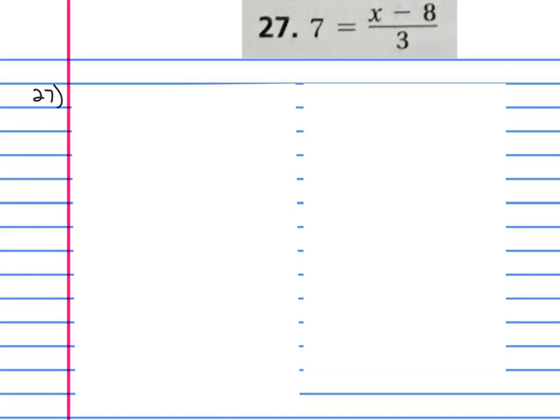All right, so number 27. What we're looking at here is 7 equals (x minus 8) over 3. And remember, I'm going to write up on the top first before I show you anything what I've done.